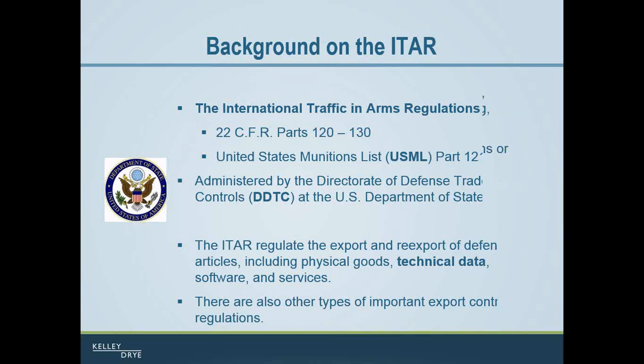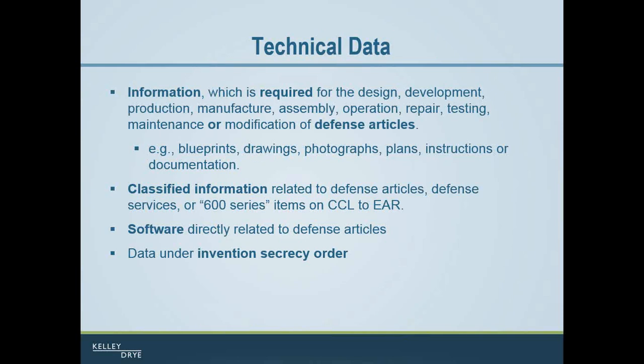So let's talk a little bit about technical data under the ITAR. It's defined very broadly as information which is required for the design, development, production, manufacture, assembly, operation, repair, testing, maintenance, or modification of defense articles. And it can include such things as blueprints, drawings, photographs, plans, instructions, or documentation. The scope of technical data is actually very broad, as you can see in those examples; the forms that it shows up in are unlimited, and it can go on and on.